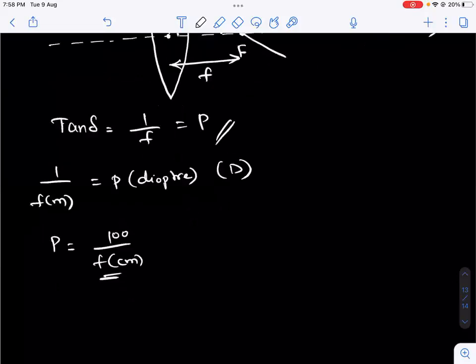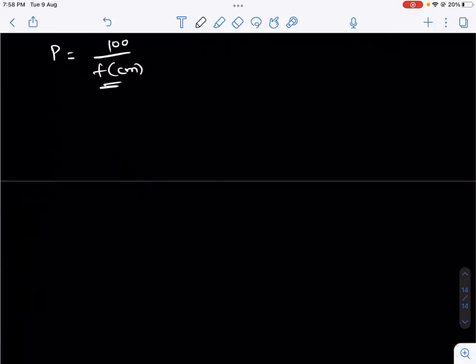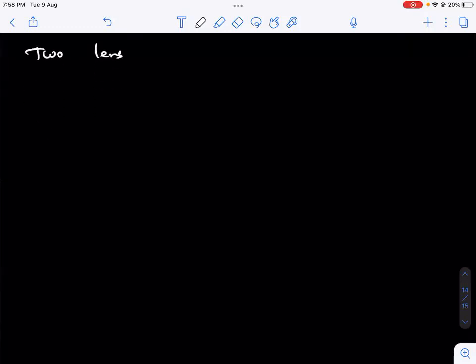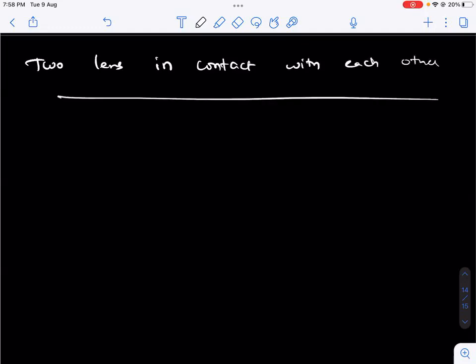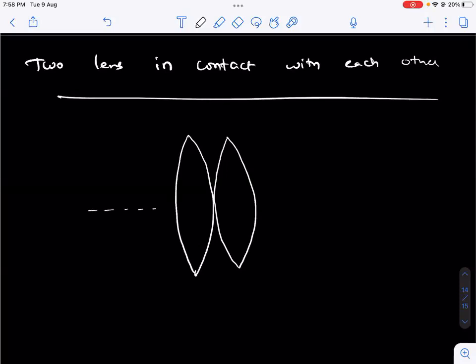Right? So one last concept we'll see for the day, that is two lenses in contact with each other. If two lenses are in contact with each other, what would happen? Their focal length is added or power is added? The reciprocal of focal lengths will get added.